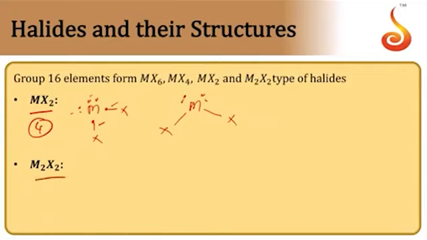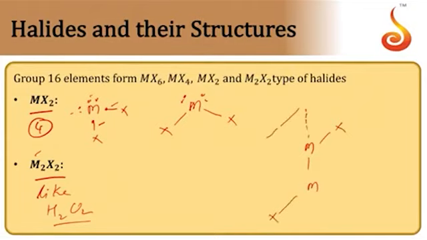And for the M2X2 type of structure, it is similar to that of H2O2. The structure is like H2O2, which is an open book structure. Along the spine of the book, we have the 2 M elements. If you take the spine of the book, say metal element M here, and here we have X and X, these 2 are on the 2 leaves of the book. Now if you expand this structure, we get a structure like this.